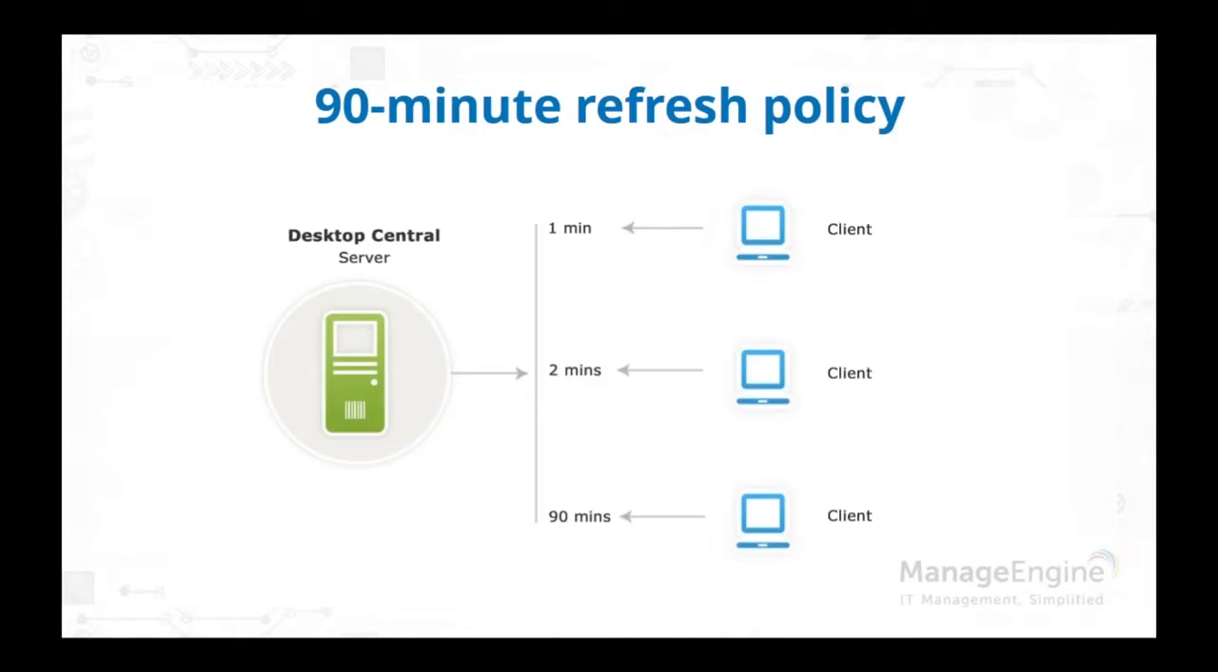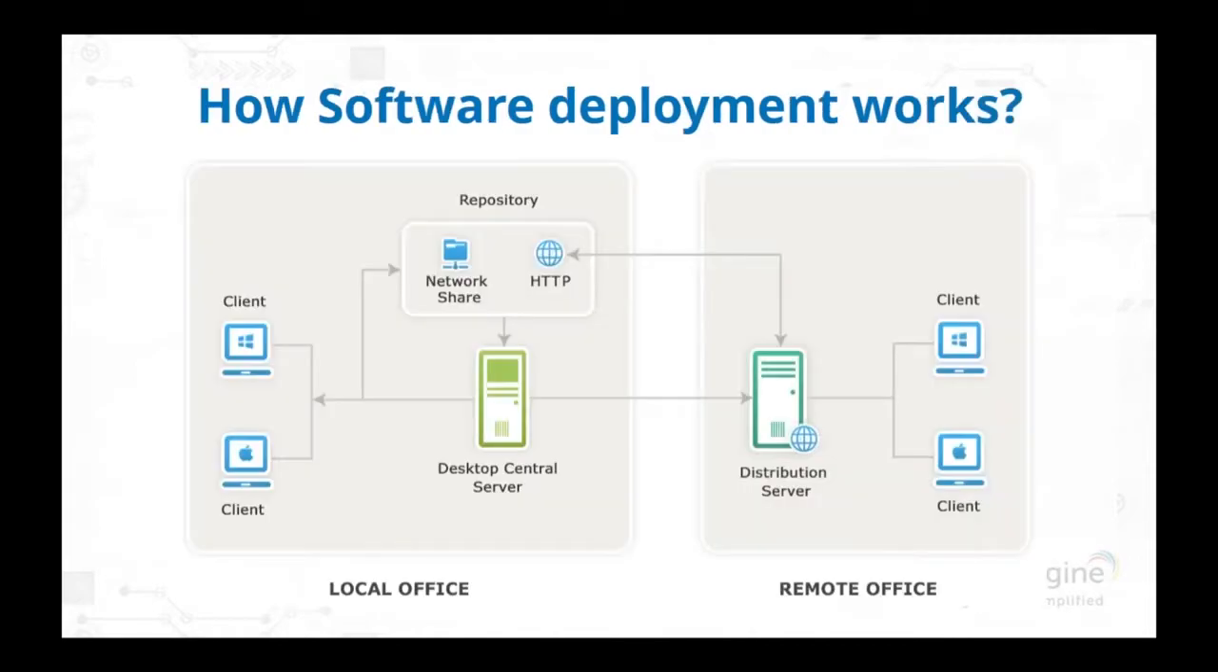So let's assume that we have 90 computers in the network. One computer will reach out to the Desktop Central server per minute. If it goes to a 900 machine network, 10 computers will reach out to the Desktop Central server per minute. And if it moves on to a large scale of 9,000 computers, 100 computers will reach out to the Desktop Central server per minute. So this is to ensure that the communication is seamless without any network congestion. Right.